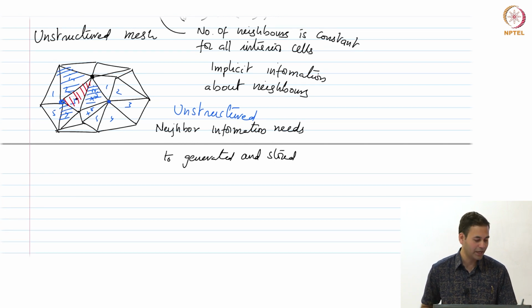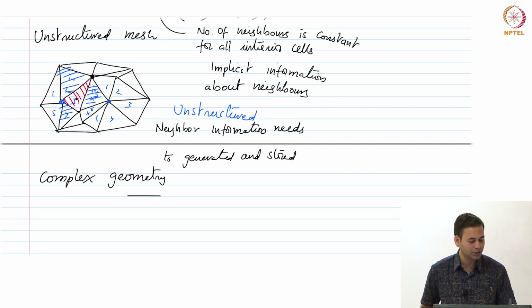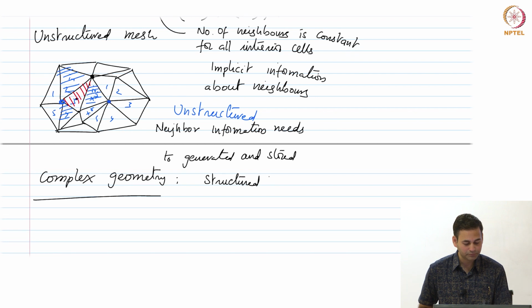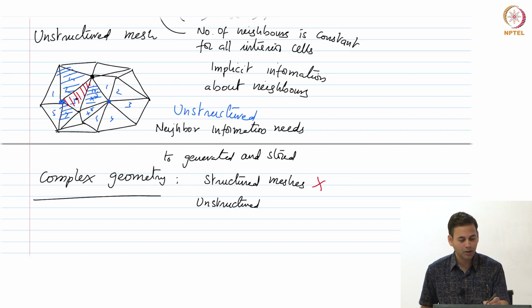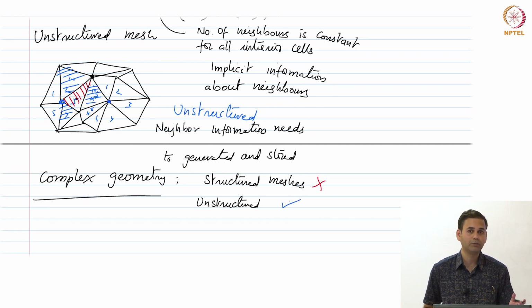Complex geometry, right. If you have a complex geometry, it is very difficult to mesh these complex geometries with a structured mesh. Structured meshes are not good there, so we go for unstructured meshes.